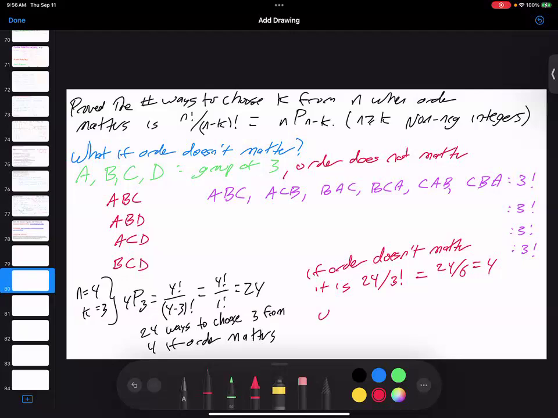So we can view this as 4P3 over 3 factorial, or 4 factorial over 4 minus 3 factorial divided by 3 factorial, which is 4 factorial over 3 factorial, 4 minus 3 factorial. Or this is n factorial over k factorial, n minus k factorial. What we're really doing is, if we know how many ways there are to choose people when order matters, we're removing the ordering.